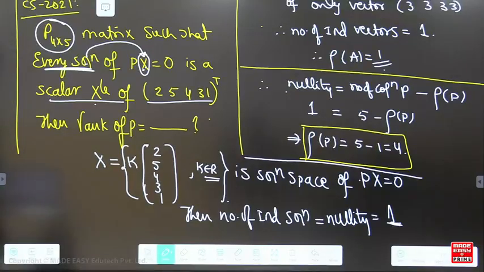The dimension of the set of vectors is 1 in this solution. Yes, Priyatosh, correct. Rank of P is 4. Dhruv Chatter, your answer is wrong.